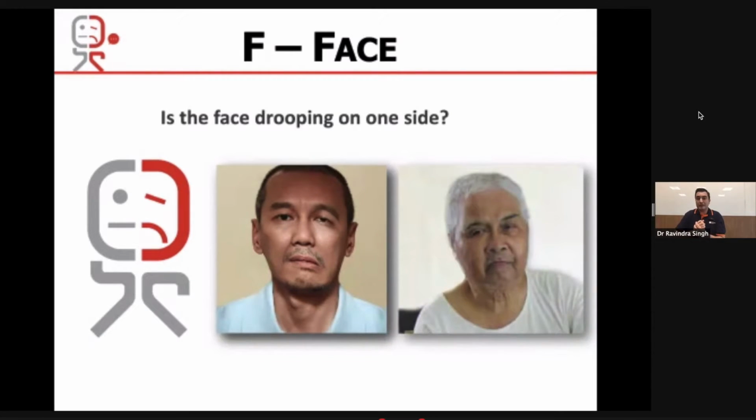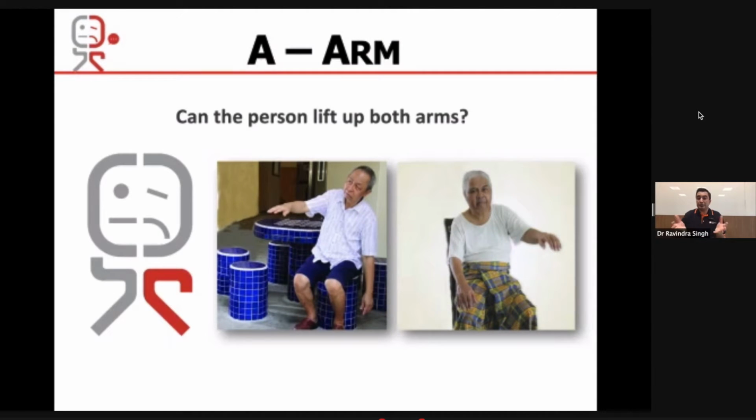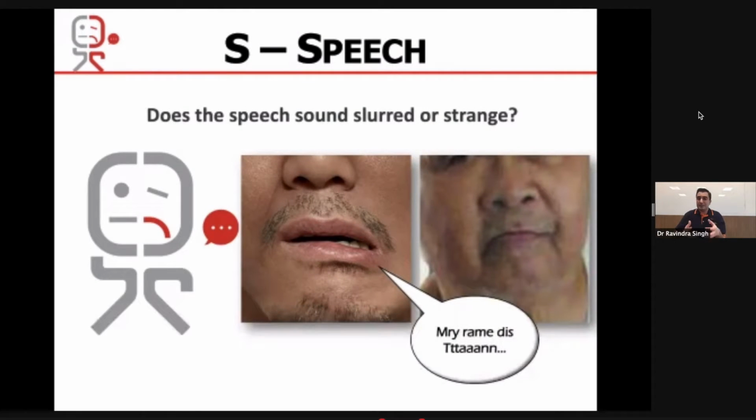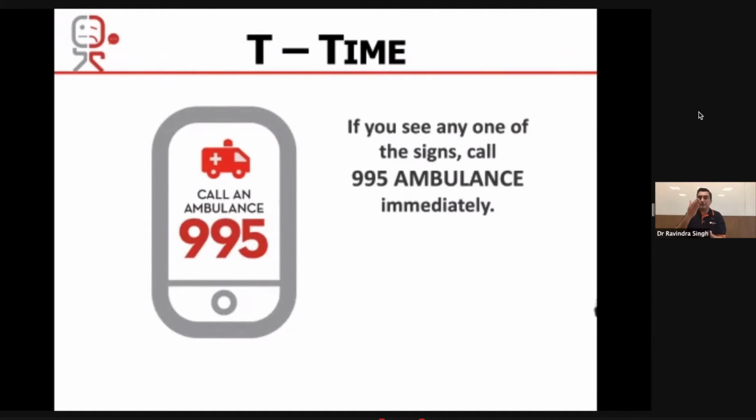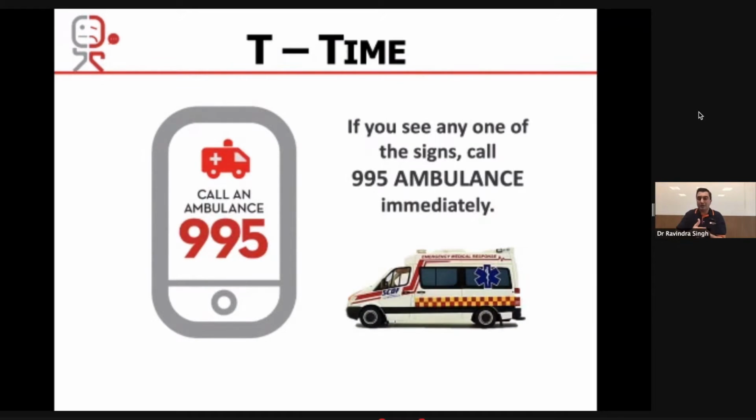Second one, which is A for arm. Can the person lift up both arms? Ask the patient to lift both arms. If one of the arms is either drifting or cannot lift up, that could be a sign of stroke. Speech. Does the speech sound slurred or strange to you? Family members know the baseline speech of the patient. If suddenly the speech becomes slurred or strange, then it's time to call 995. That is the last one. That means if you see a face drooping, arm drifting, or a speech slur, please call 995.